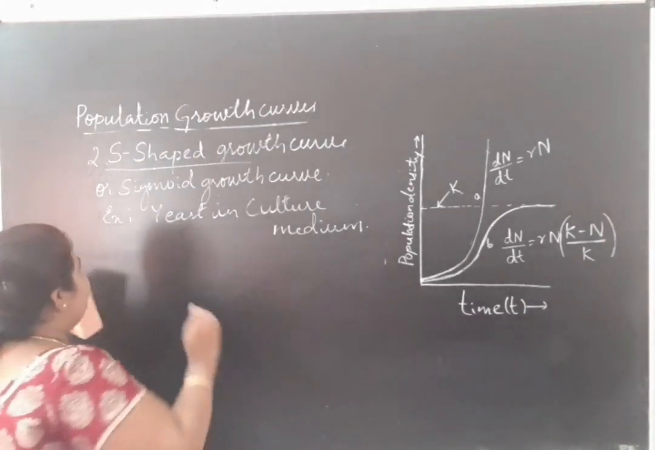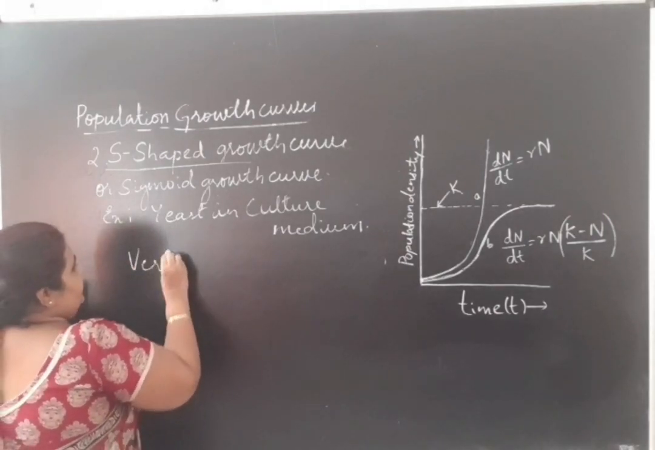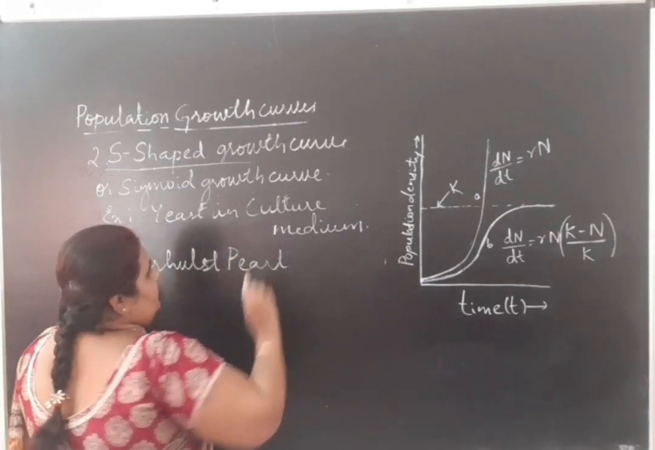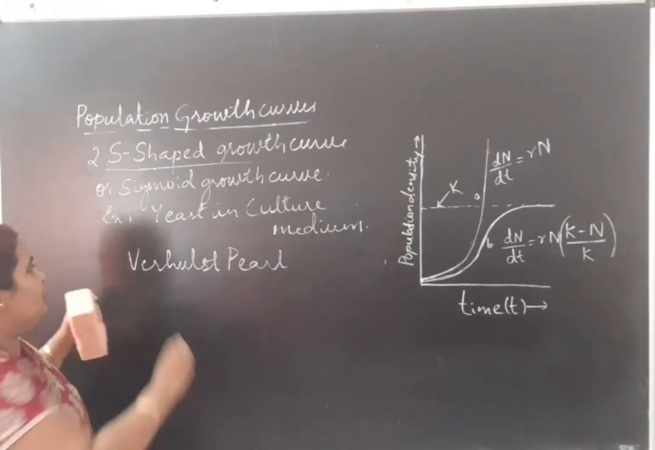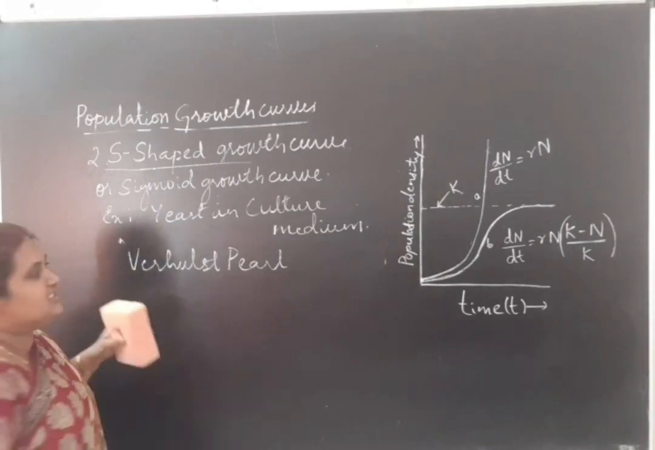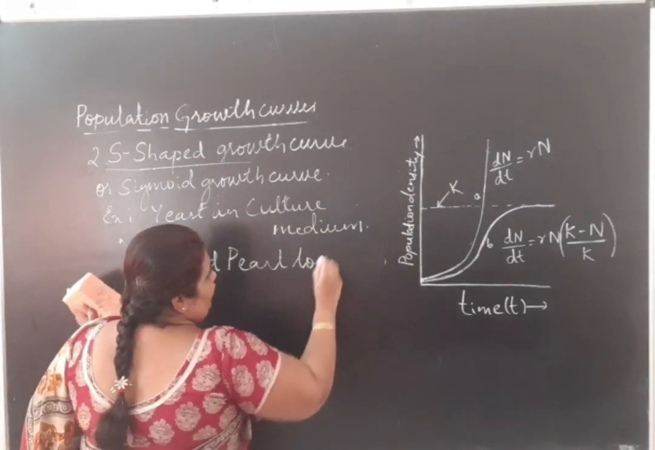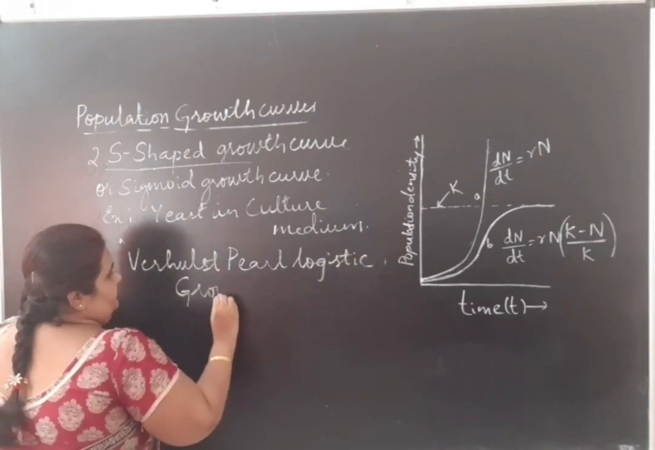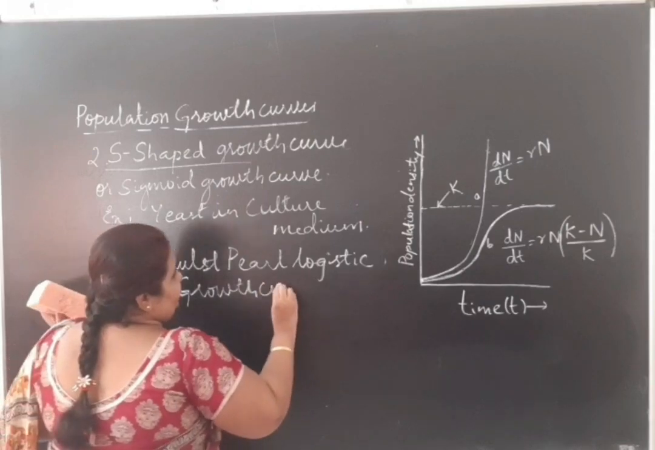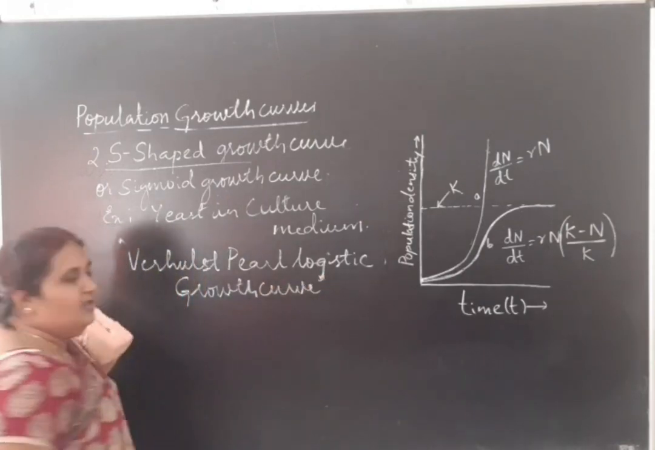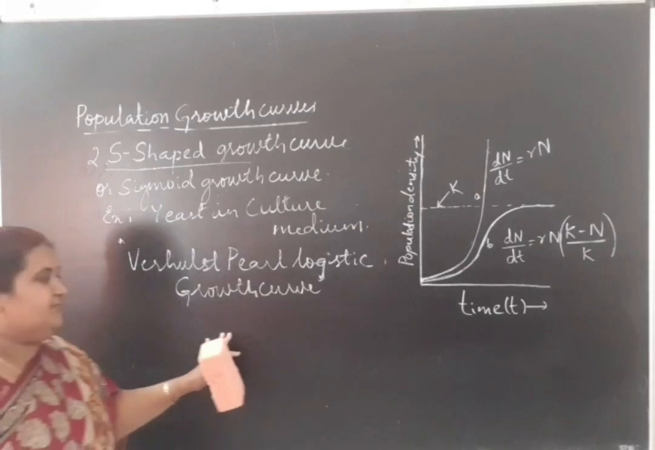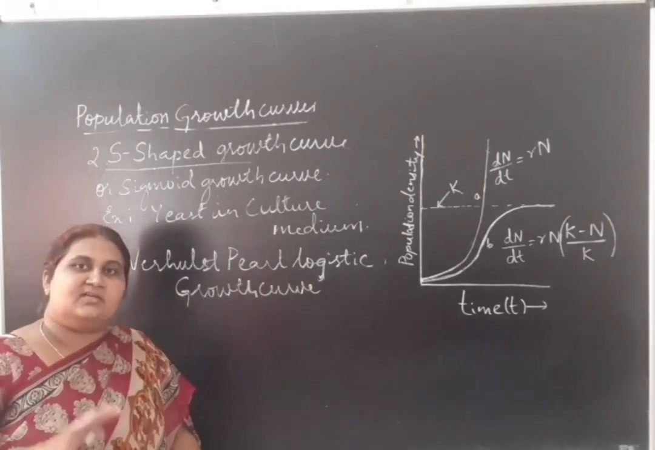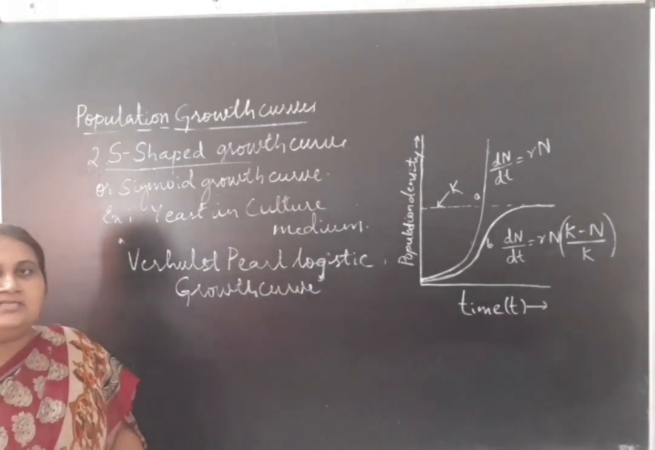The sigmoid growth curve was first studied by the biologist Verhulst Pearl. Hence it is also known as the Verhulst-Pearl logistic growth curve. S-shape, sigmoid, or logistic growth curve mean one and the same.